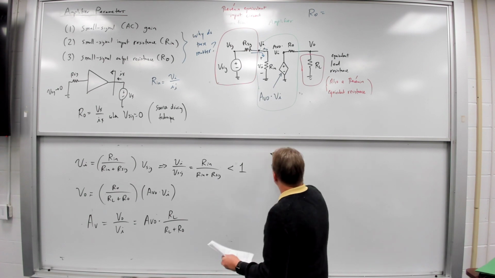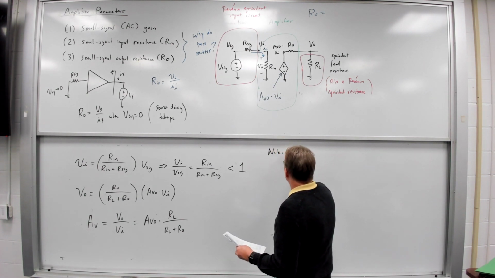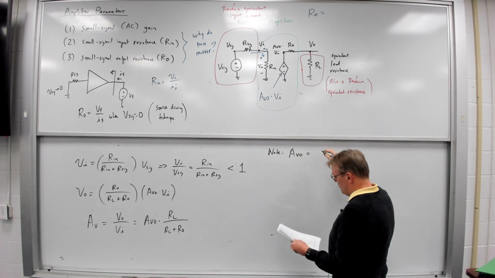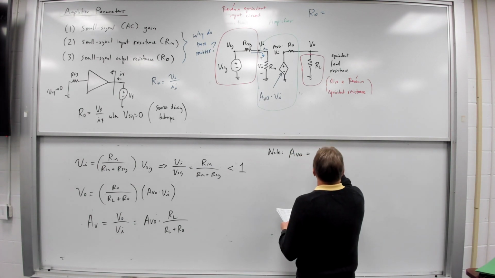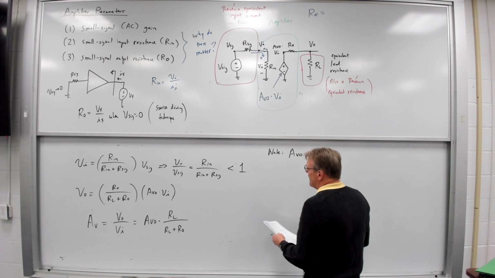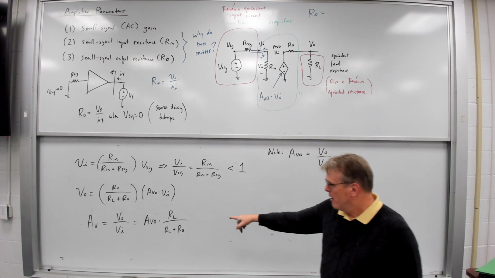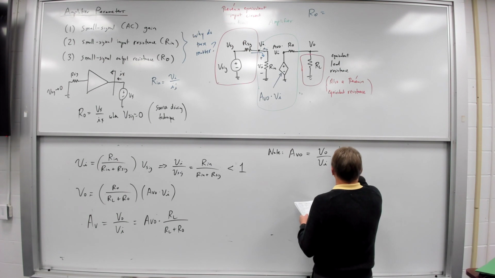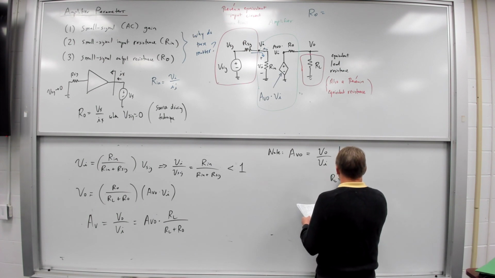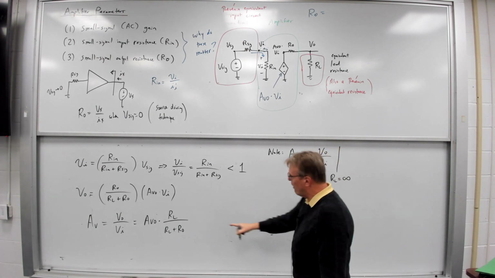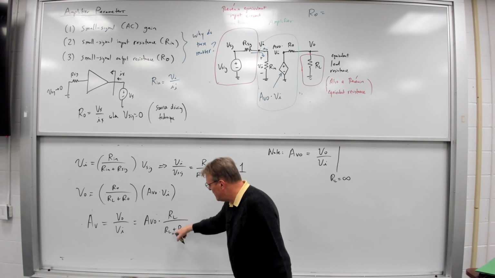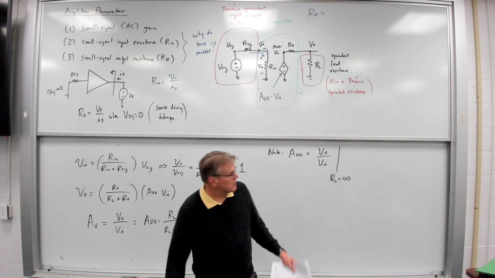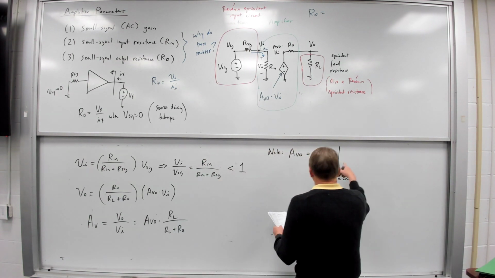We note AVO is equal to VO over VI, provided that RL goes to infinity. So if I let RL go to infinity, infinity over infinity is equal to 1, and AV is equal to AVO. So in other words, AVO is just equal to this.